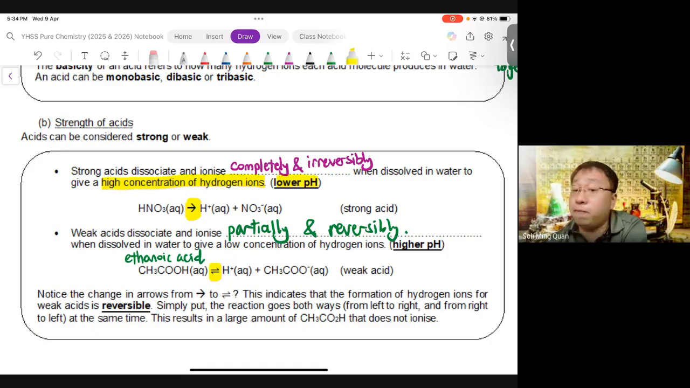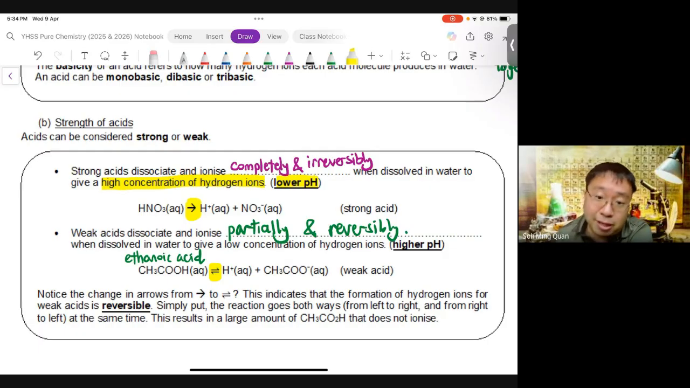Now, what is the meaning of partial? Partial means out of 100 molecules of ethanoic acid dissolved in water, perhaps only one molecule out of 100 molecules will form H+. All right. Now, this is a property of weak acids. Now, in this case, ethanoic acid. Ethanoic acid is found in vinegar. It's the main component of vinegar. Vinegar is basically ethanoic acid and some water, if you like.